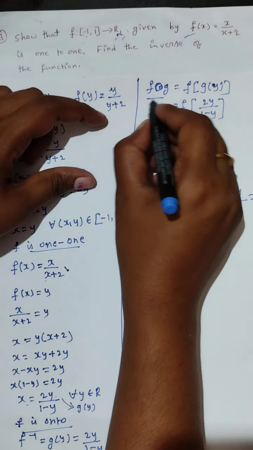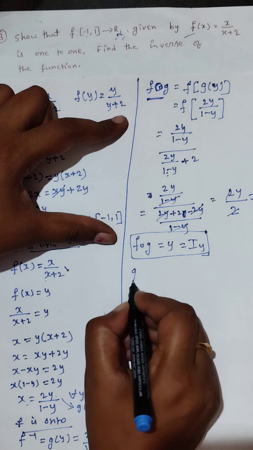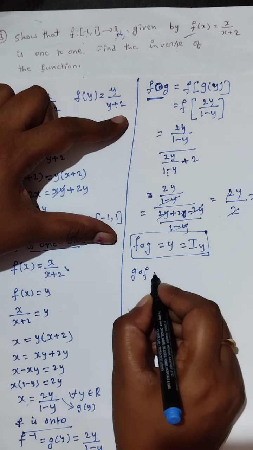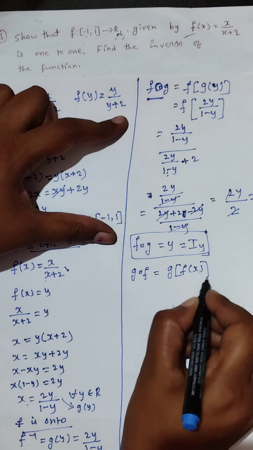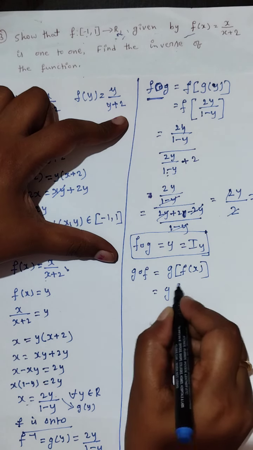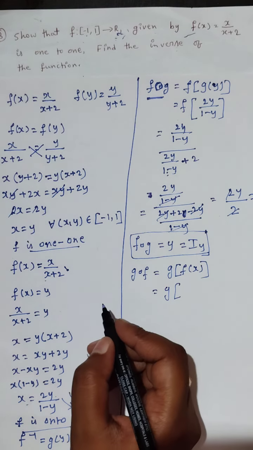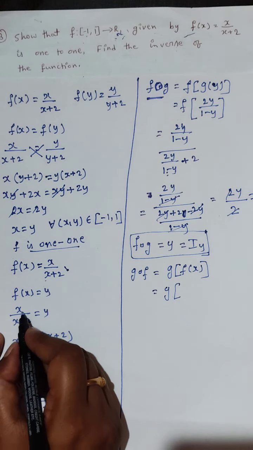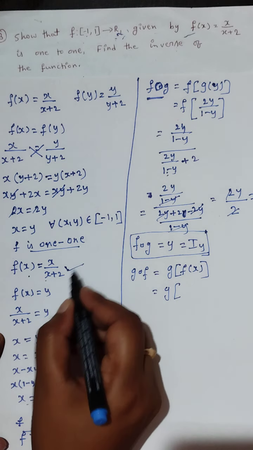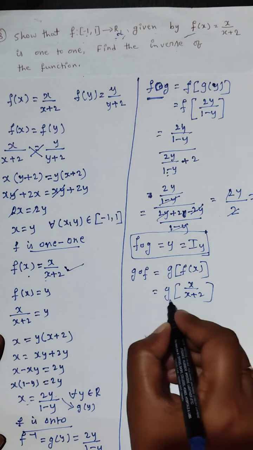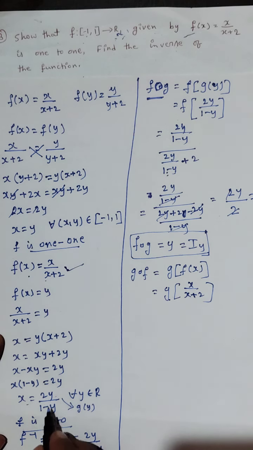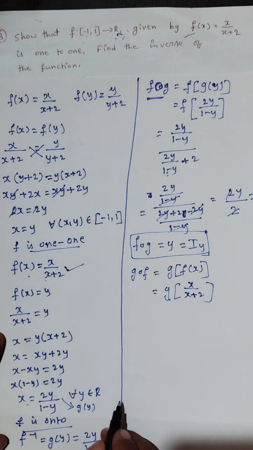After solving for FOG, we have to solve for GOF. GOF is nothing but g of f of x. So g of, what is our f of x function? Our f of x function is x by x plus 2. So g of y, what is our g of y function? It is 2y by 1 minus y.